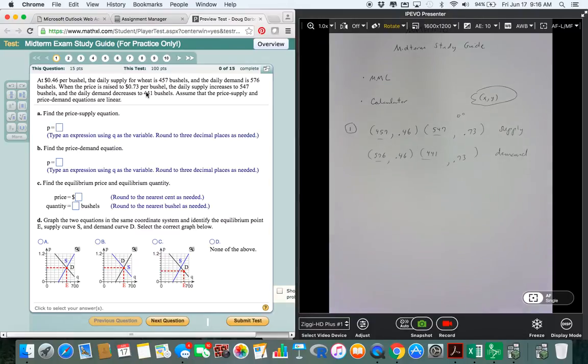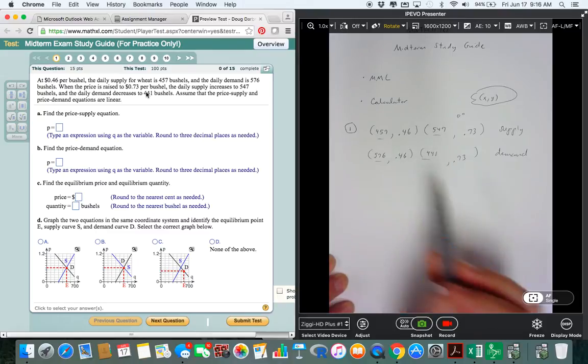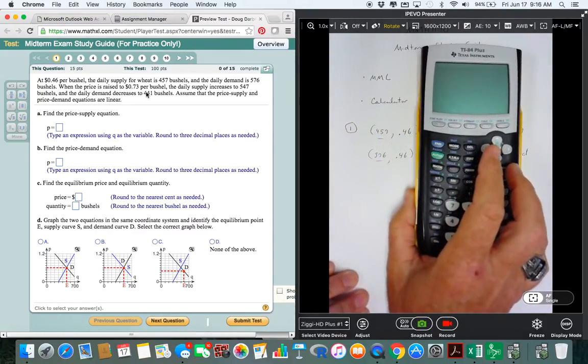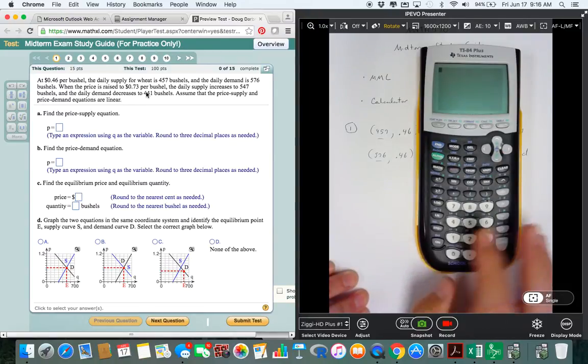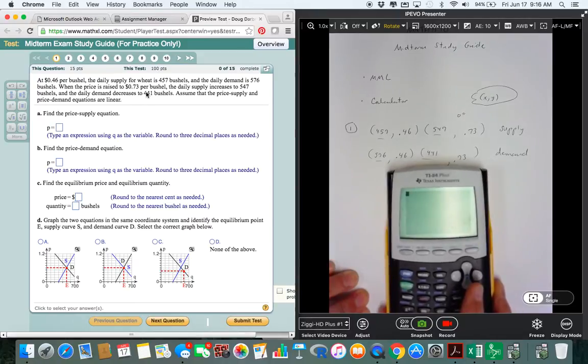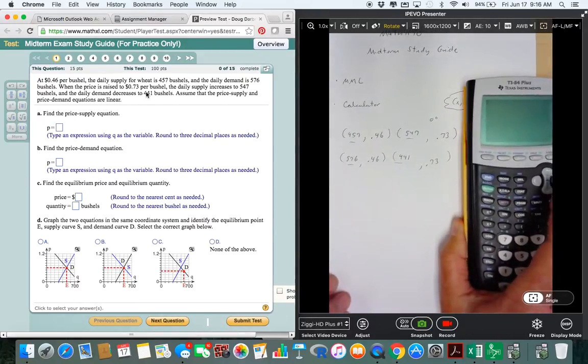Now, you can do this different ways. You can do it out by hand. You could actually find the equation of the line for the supply. But what I'm going to do is use technology, because it kind of keeps me honest, if you will. So, gang, let me get this over here a little bit so we can see everything.